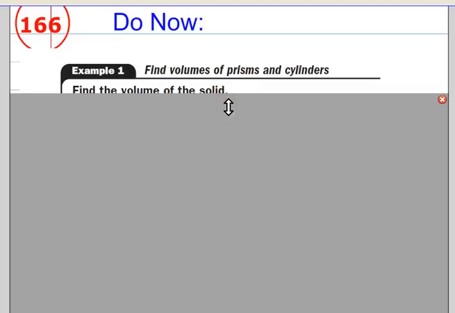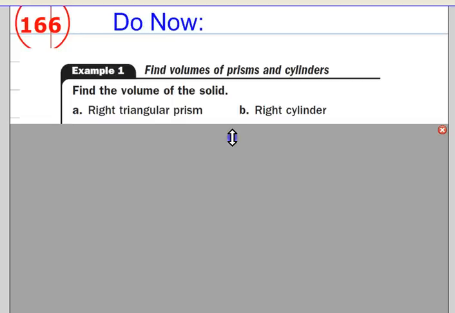Let's look at some examples on page 166 from the note-taking guide. Find the volume of prisms and cylinders.